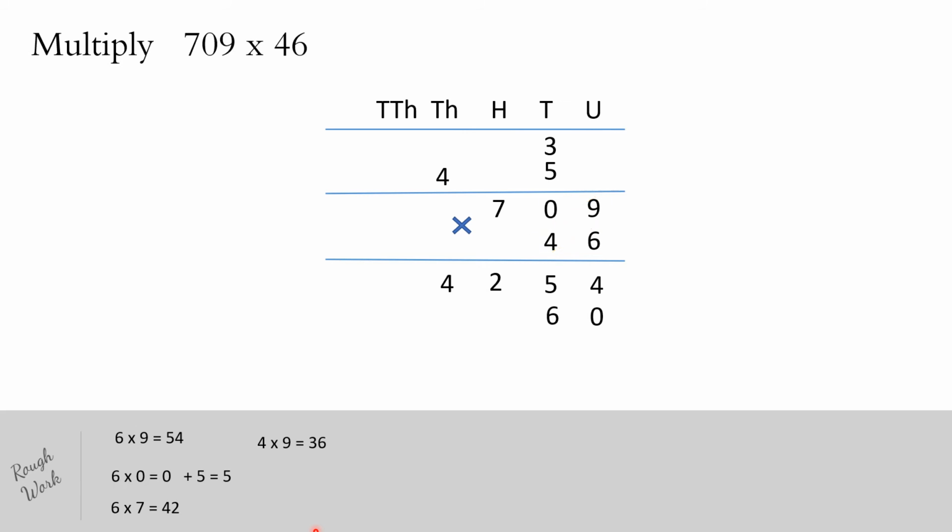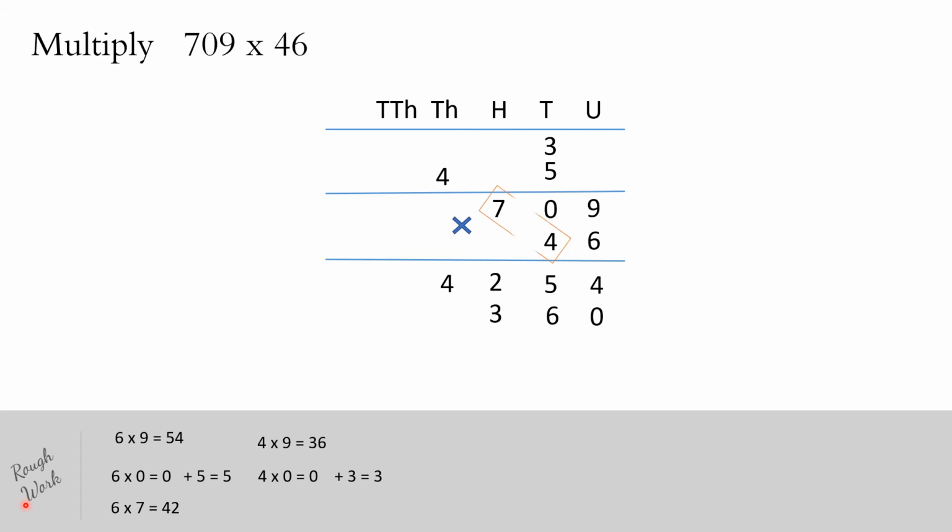Now we will multiply 4 by 0. 4 zeros are 0 plus 3 which we have carried here. So 0 plus 3 we got answer 3. So we will write 3 at 100 place.